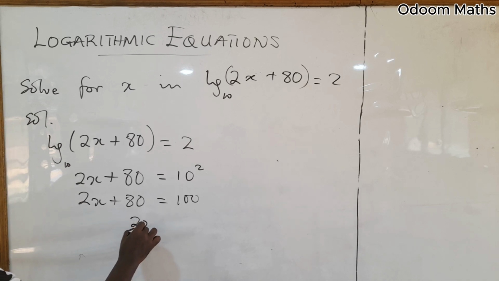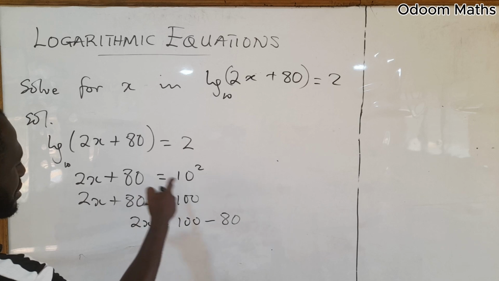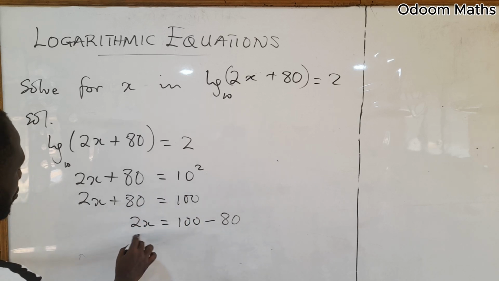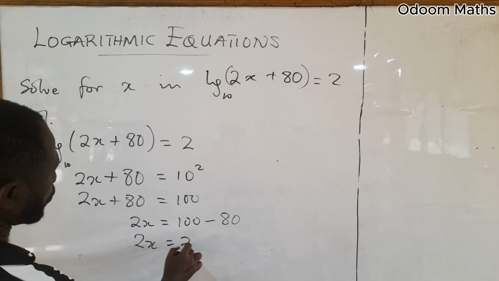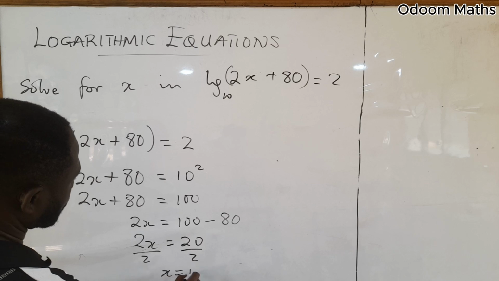Now 10 to the power 2 is 100. So 2x becomes 100 minus 80. That is, we are subtracting 80 from both sides. So 2x becomes 20. Then we divide both sides by 2. So x is going to be 10.